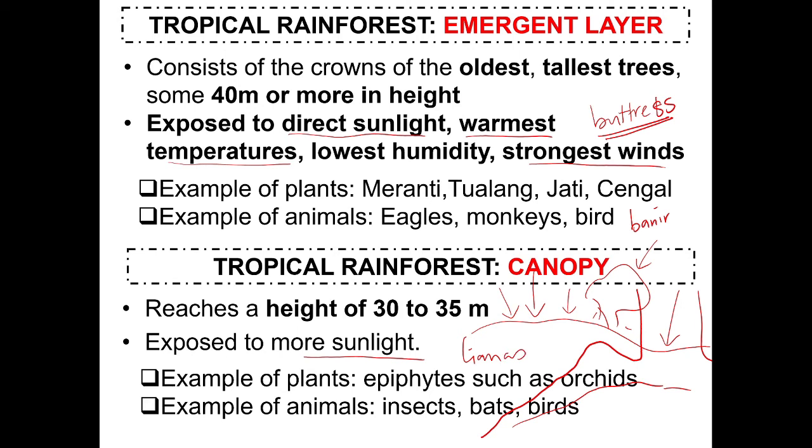Example of animals living in the canopy layer are insects, bats and birds. They can fly high, okay, but not as high as the emergent layer. Contoh insects, dia mungkin tak sampai kat kawasan hujung-hujung pokok meranti tualang tu, kecuali lebah. Ada certain insects tak sampai, sebabnya udara dia, angin dia kuat kat atas.